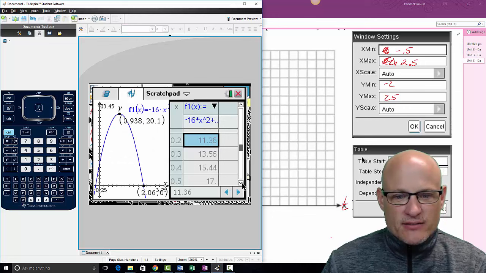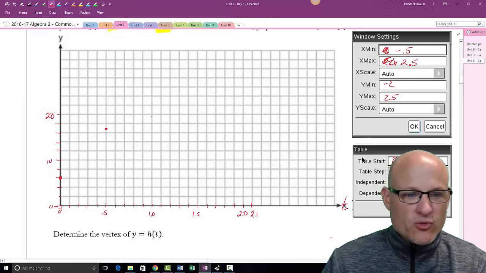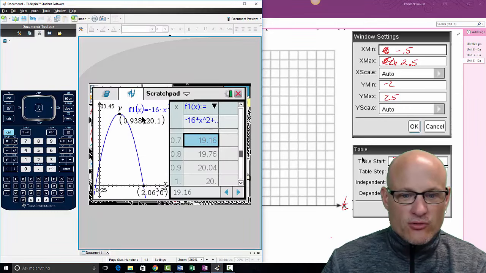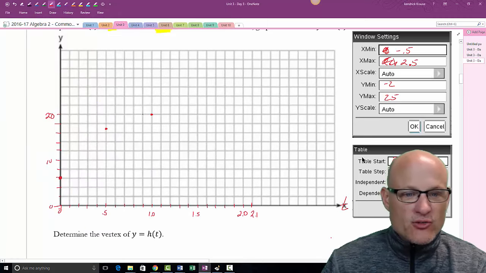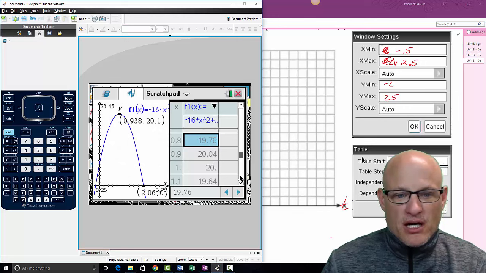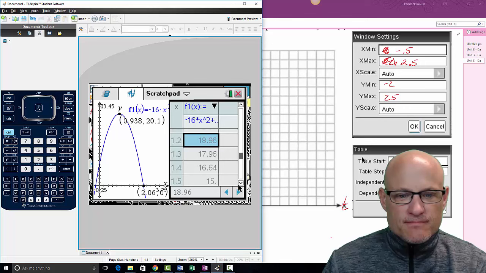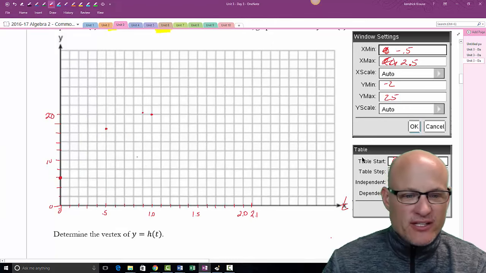And then 0.9 is, oh, 1 is 20. 1 is 20, and 0.9 was really close. I mean, it was 20.04. Oh, it looks like that's our highest. 0.9 is 20.04. 1 is 20. 1.5 is 15.